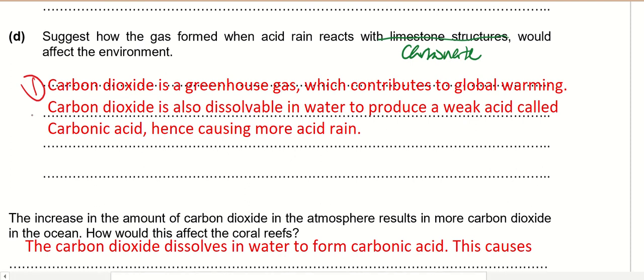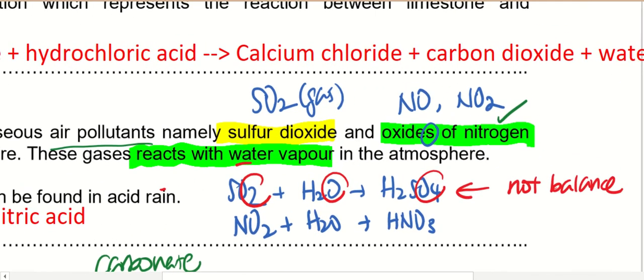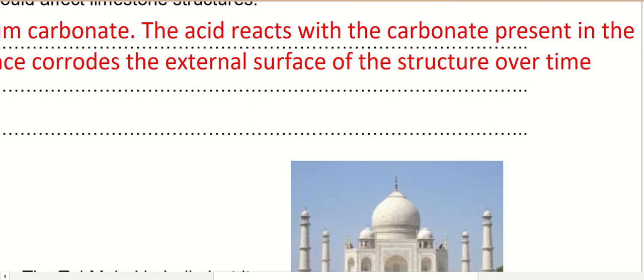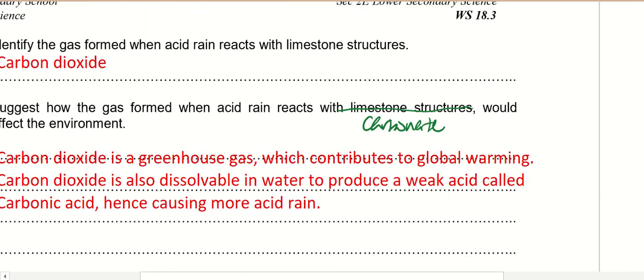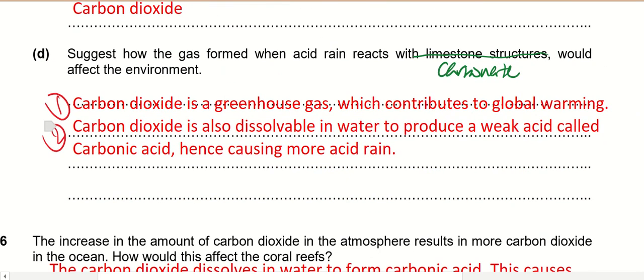Okay. The second thing, which is related to the coral reef question at the end. Carbon dioxide is also dissolvable in water. You can see the pattern here. Carbon dioxide is CO2, and in the previous part of the question, you have SO2 and NO2 reacting with water. So here you can see that carbon dioxide is also dissolvable in water, or you can also say carbon dioxide reacts with water to produce a weak acid called carbonic acid.